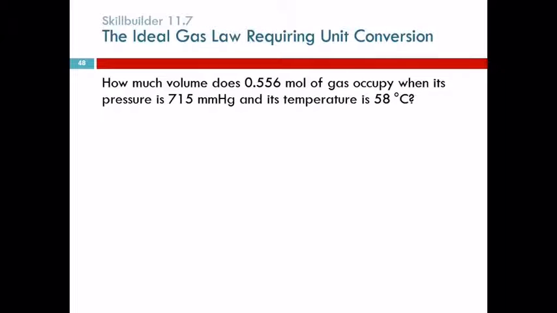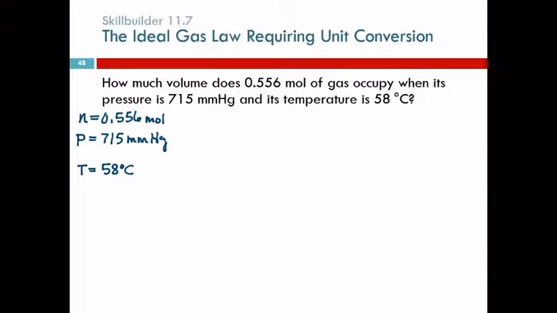You can still do the table. I'm going to do just labeling. So N is 0.556 moles. I know that's N because of the unit. It says the pressure is 715 millimeters of mercury. The temperature is 58 degrees Celsius.